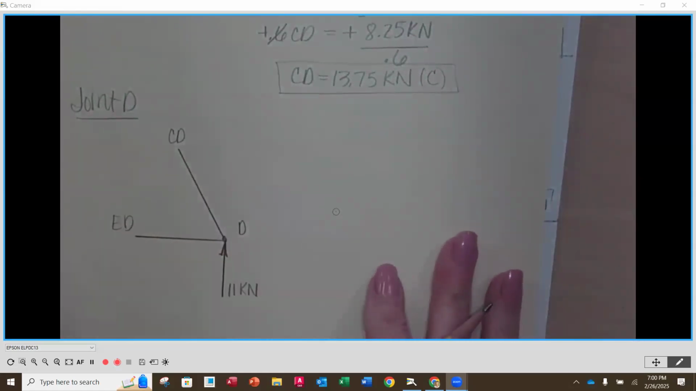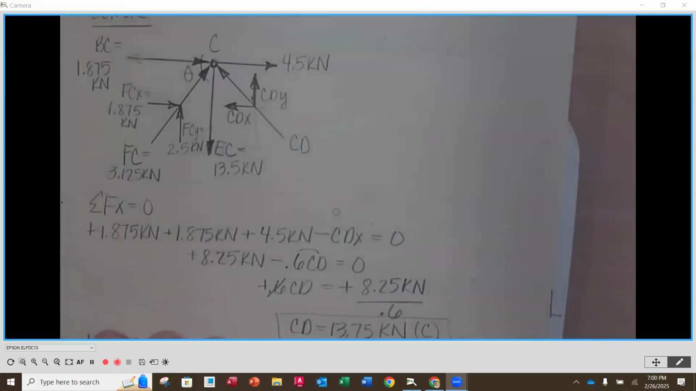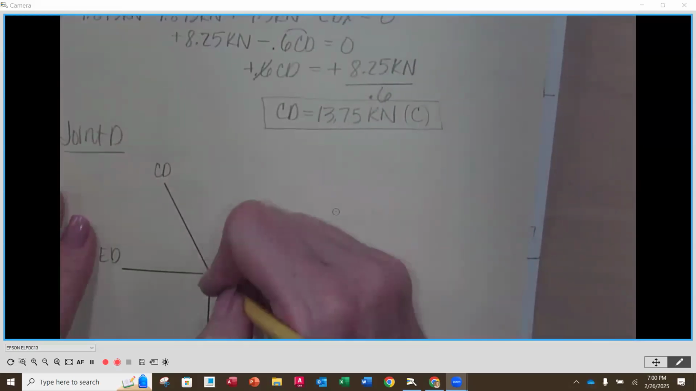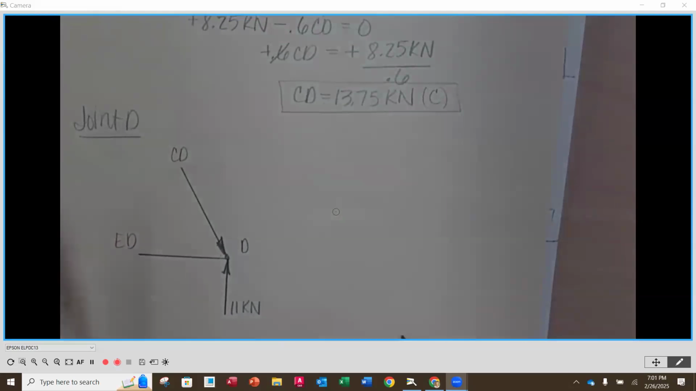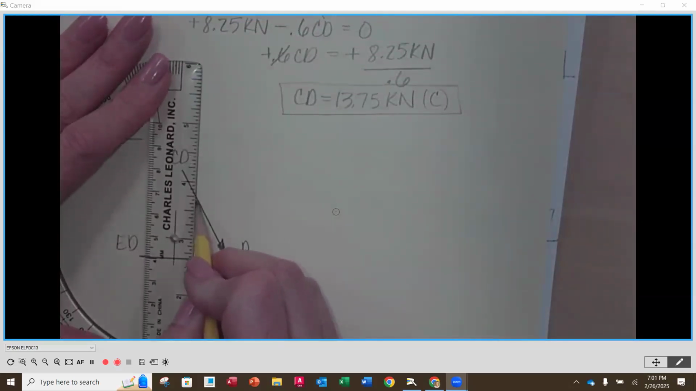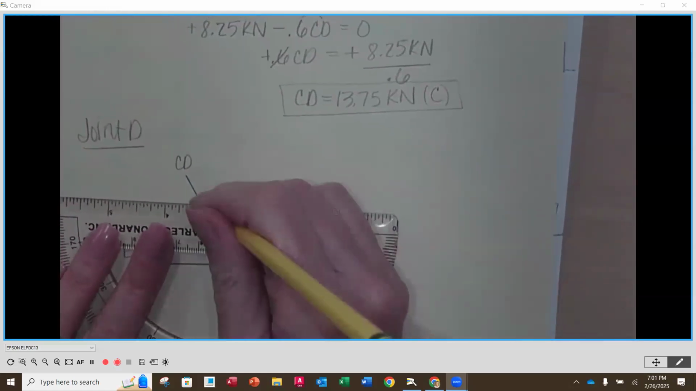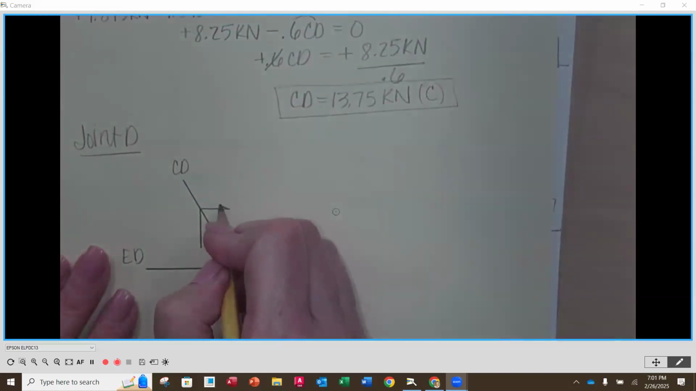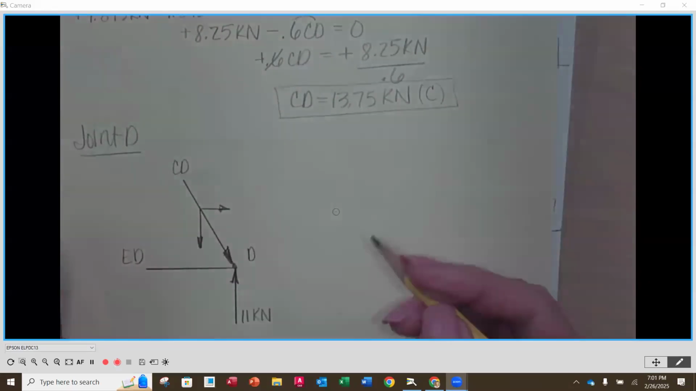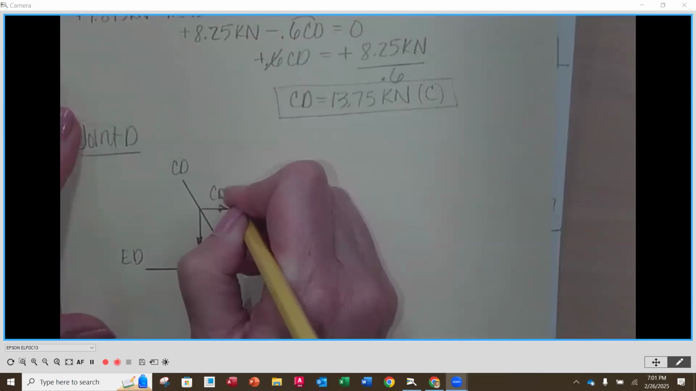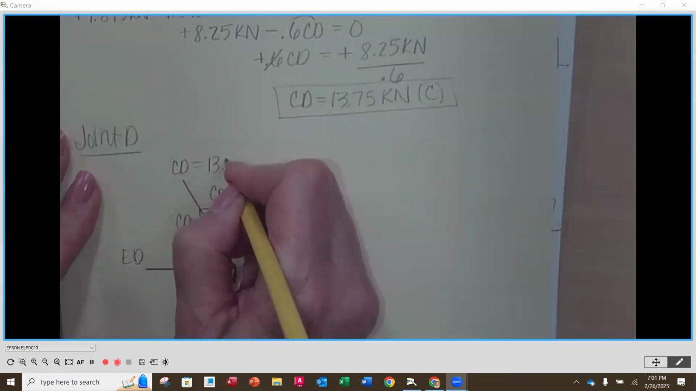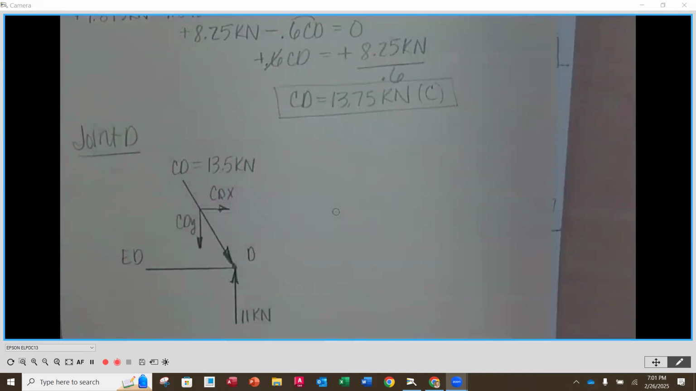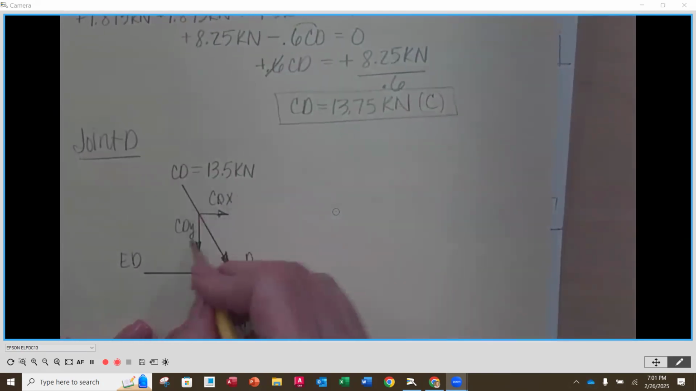So going back up to joint C, CD was in compression, pushing on. So it's going to be in compression on D. Okay. It's going to have its X and Y components. Here's my Y and my X. So my X is going to go to the right. My Y is going to go down. Okay. We know CD to be 13.75 kilonewtons. And we can calculate those separately. I'll put it over here. I don't have a ton of room.